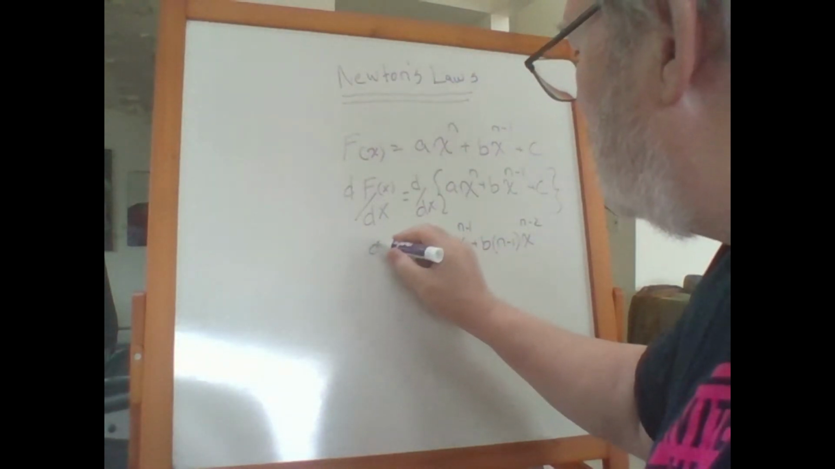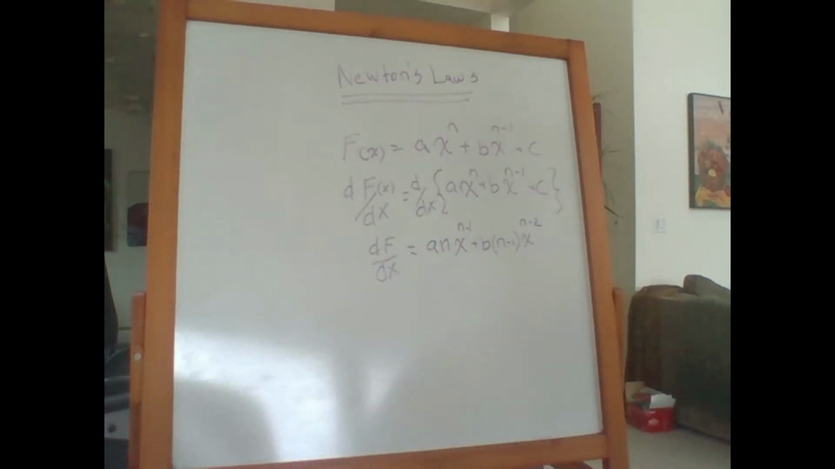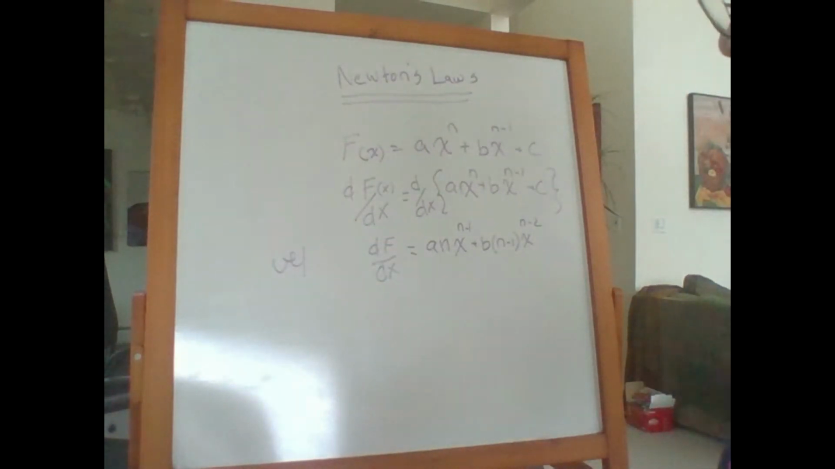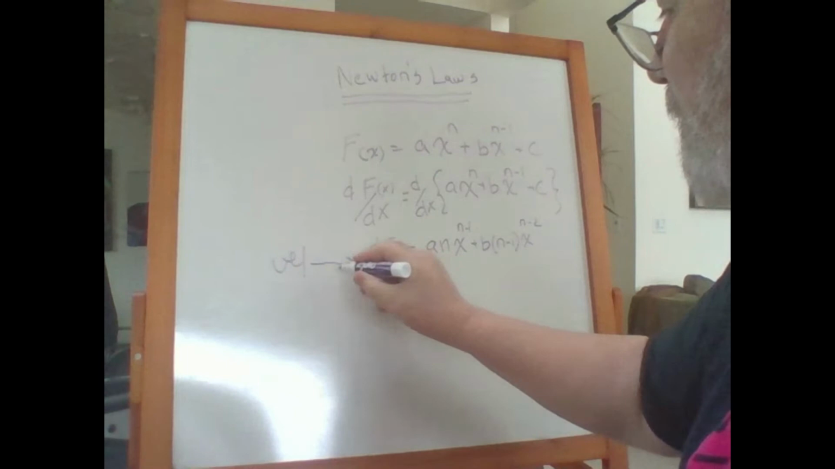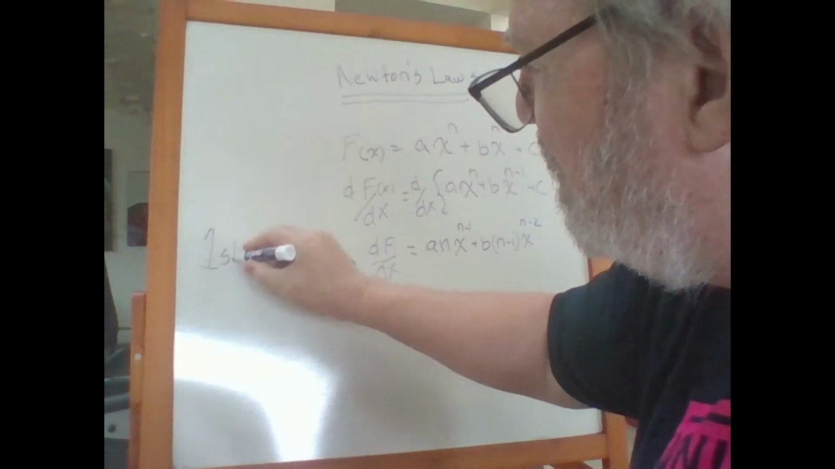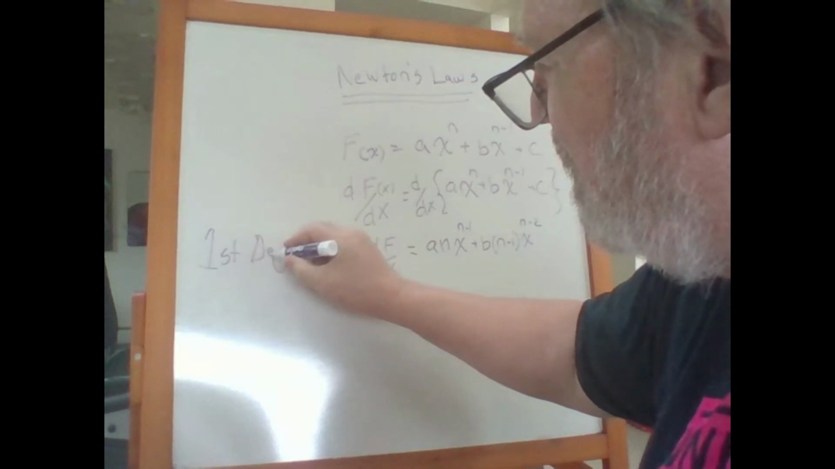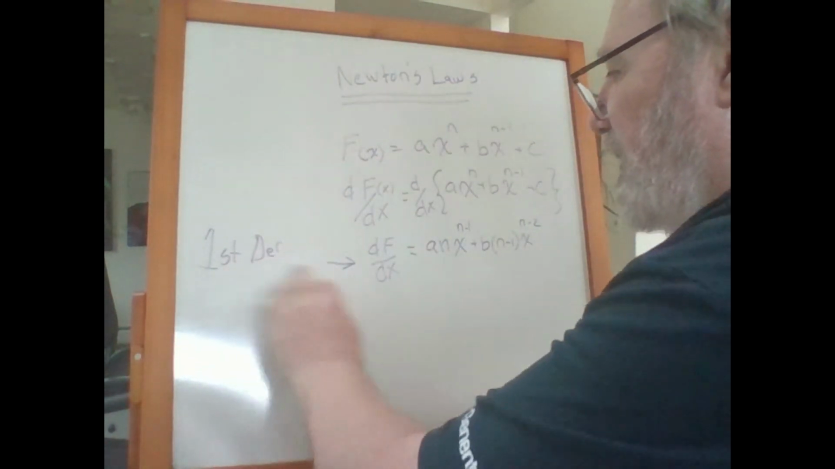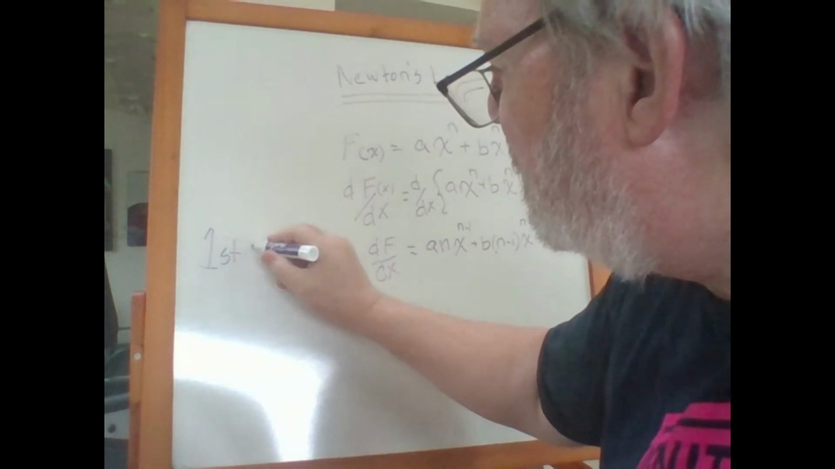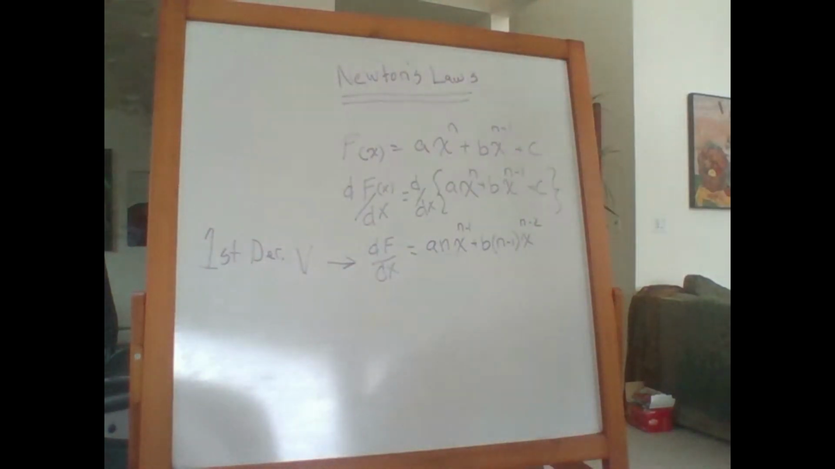So df/dx, that's the first derivative, and that is the velocity of the function. The first derivative is velocity.